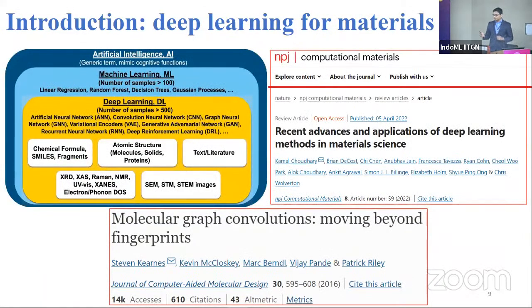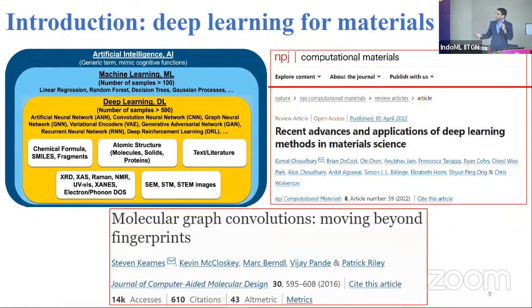Okay, so now jump into deep learning and machine learning. I want to point out, if you are new to this field or if you have some familiarity with this field, please look into this article we published about a year ago called Recent Advances in Application of Deep Learning Methods in Material Science in Nature Computational Materials. We have a bunch of co-authors there, and it gives you the introduction to different application areas in material science.